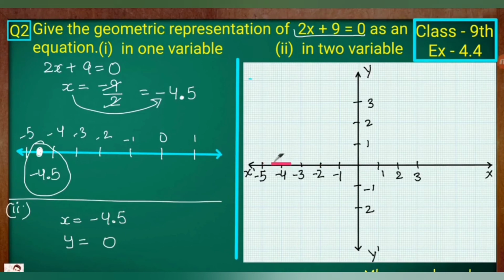So where is minus 4.5? Yes, between minus 5 and minus 4. The y coordinate is 0, so this point lies on the x-axis. So this is our point (minus 4.5, 0). Now you can draw a straight line through this point. That's it, students. So this is the geometric representation of the given equation in one variable and also in two variables.